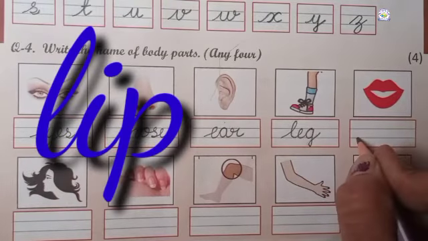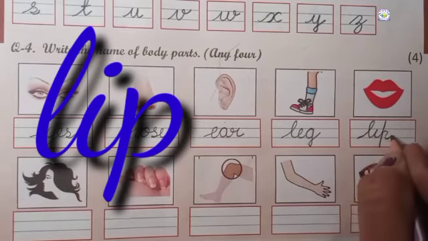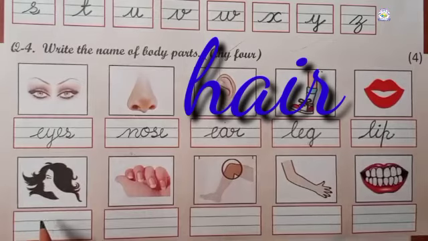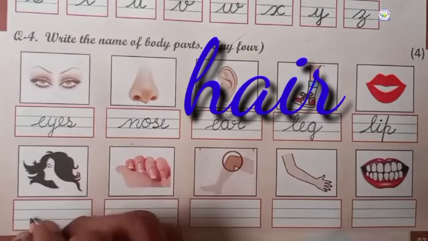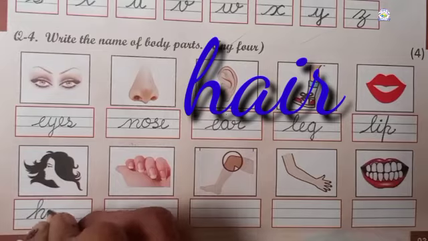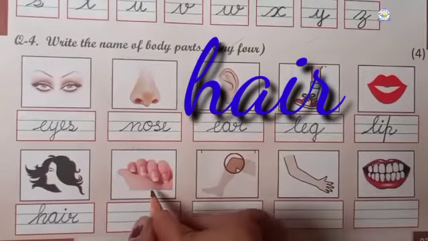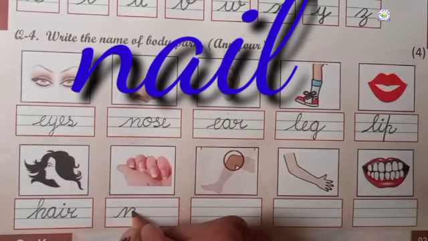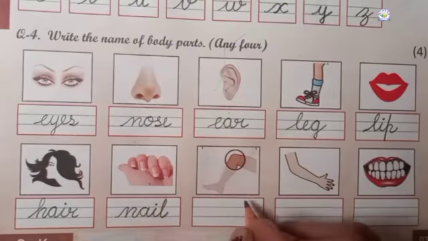Next picture is lip. So we have to write here lip. L, I, P, lip. Next picture is hair. So we have to write here hair. H, A, I, R, hair. Next picture is nail. So we have to write here nail. N, A, I, L, nail.